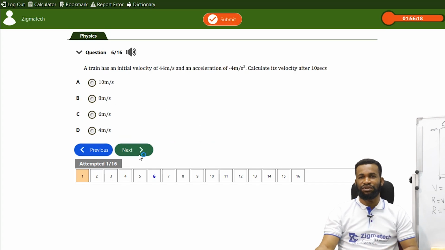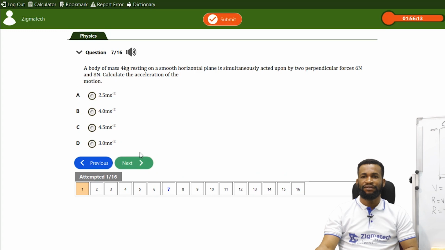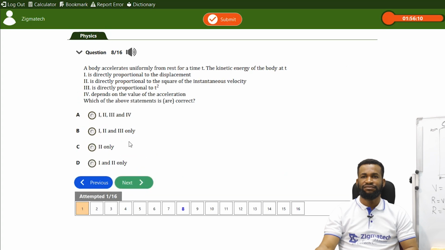All right, we've looked at this question before. Look at the theory final. It says a body accelerates uniformly from rest for t seconds. The kinetic energy of the body is directly proportional to the displacement, is directly proportional to the square of the instantaneous velocity, is directly proportional to t square, depends on the value of the acceleration. Which of the options is correct? The best option here is 1, 2, 3, 4, because all are part of the kinetic energy.